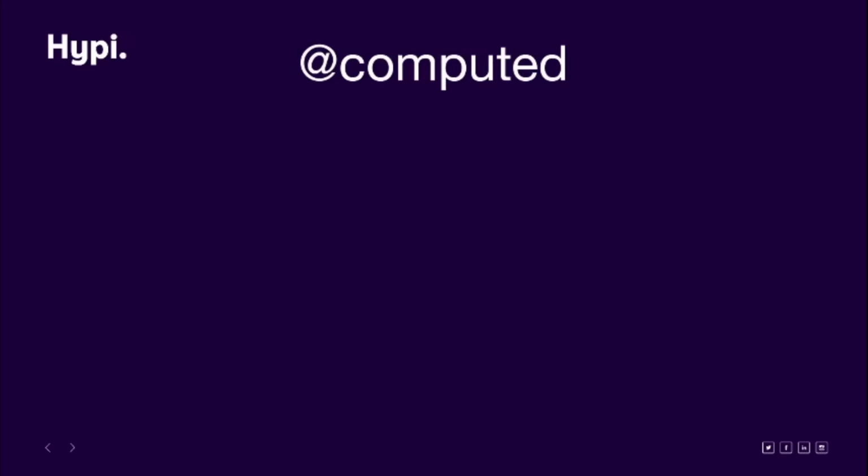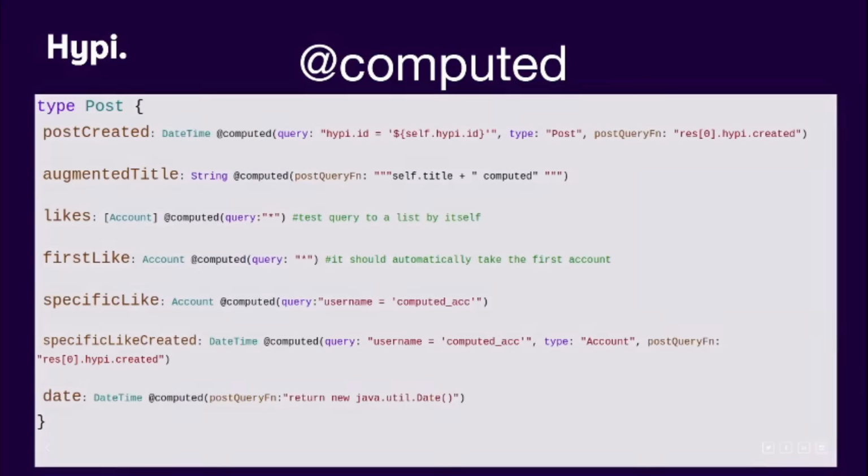And here we introduce the computed directive for calculating the value of fields. The calculations can be done as a combination of multiple fields or by matching a query. This example demonstrates a type for social media post with calculated fields such as counting the number of likes.